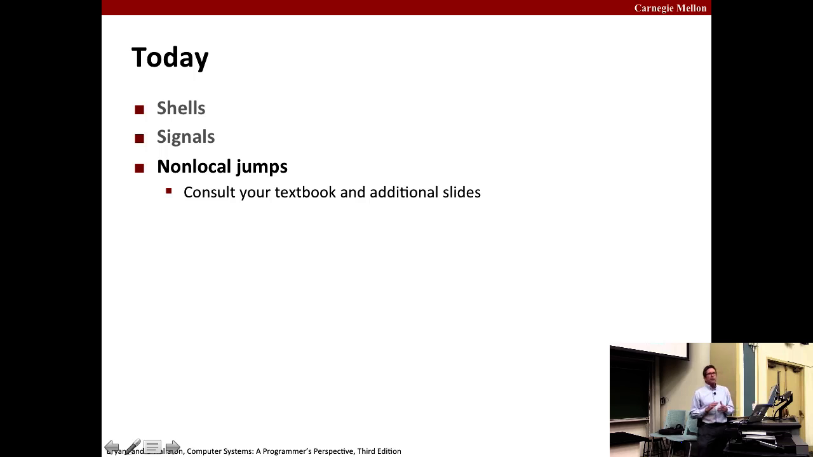So that's it for today. If you're interested, non-local jumps are this weird thing in C that allows a function to return to some other function that didn't call it. But it's described in your textbook and also in some additional slides here if you're interested.